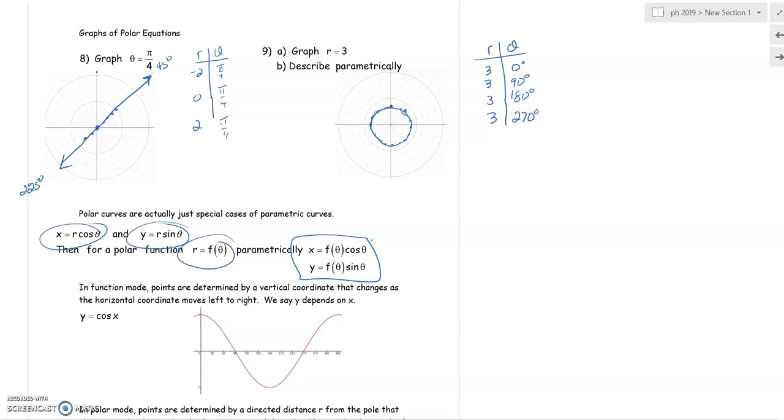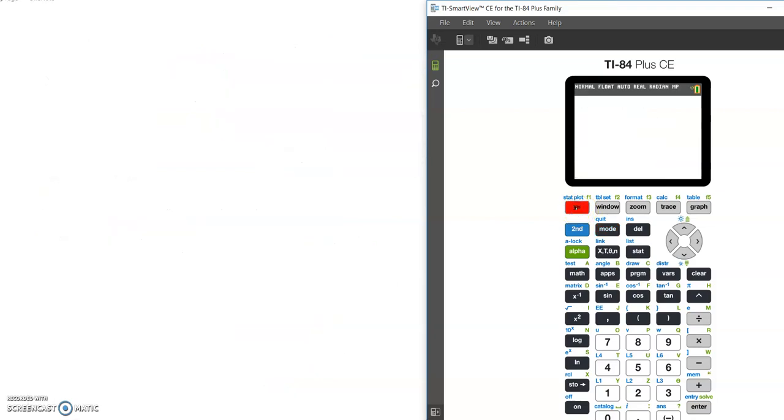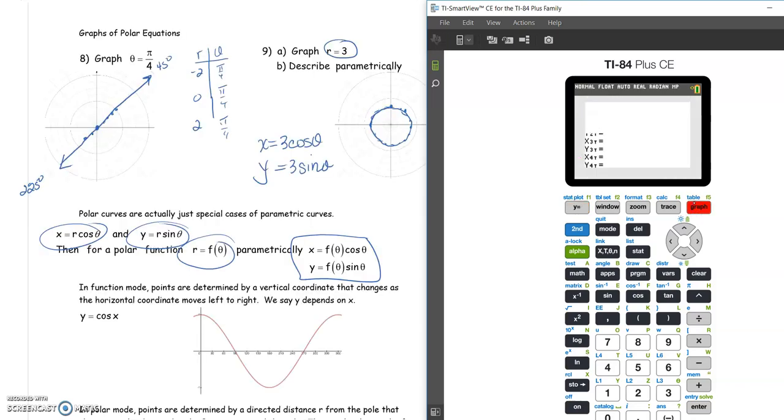So let's just kind of test that here with one that we've already done. Since r is 3, wouldn't it be true then parametrically, you would have 3 cos theta and 3 sine theta, which we graphed parametrically before, but let's just practice with the calculator. If I go to parametric mode, in radian mode, and go from 0 to 2 pi, and if you take a look at the graph, there we go. It is a circle with a center at the origin and radius of 3.